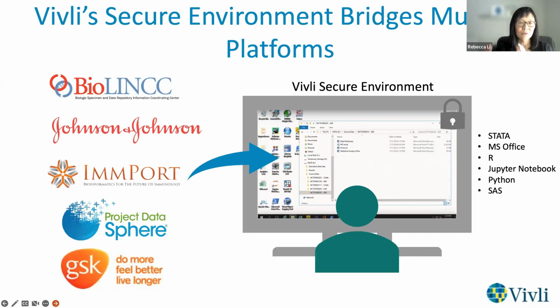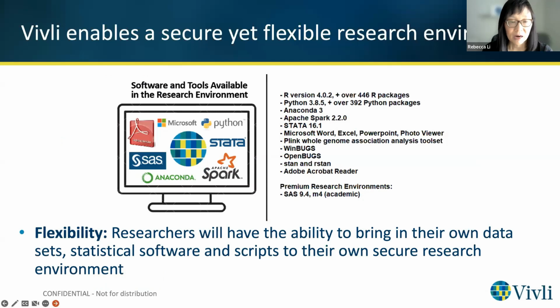So just to show you what that actually looks like, you could be sitting in front of your computer and combining data, for example, from an NIH platform, from pharma, for example, Johnson & Johnson, GSK, and other platforms as well. We provide all the statistical tools, for example, SAS, R, Stata, Python, such that the data can be analyzed. Our researchers also have the ability to bring in their own data sets. So if you have your own Alzheimer's data set, that can be combined in along with statistical software and scripts into the platform, and that often is the case.